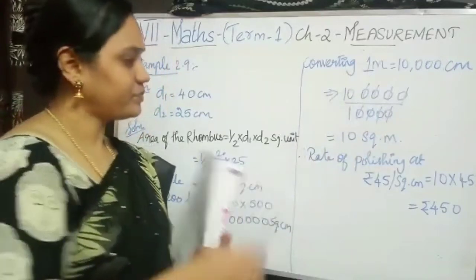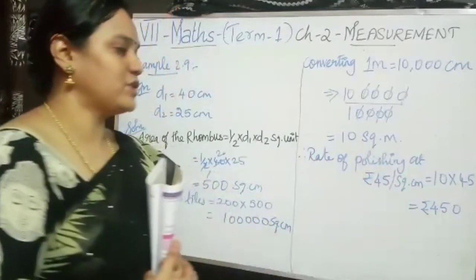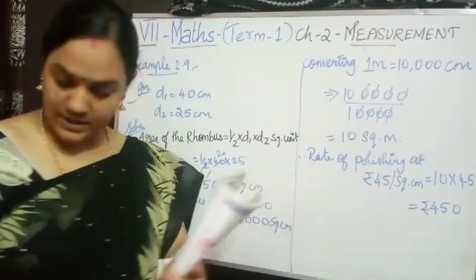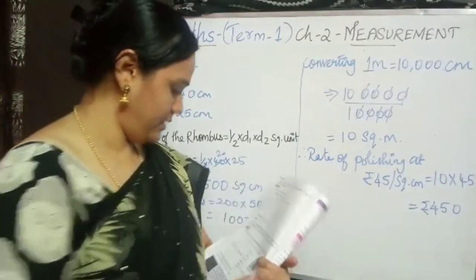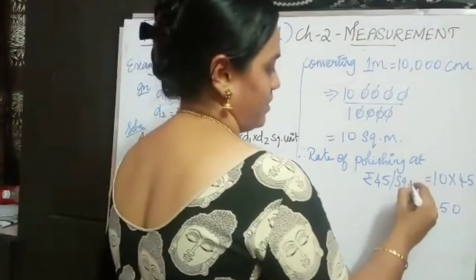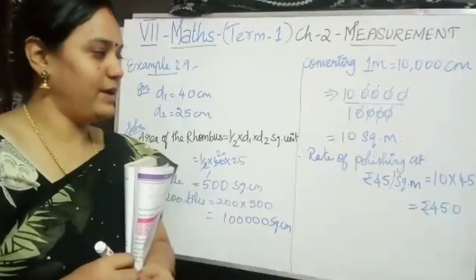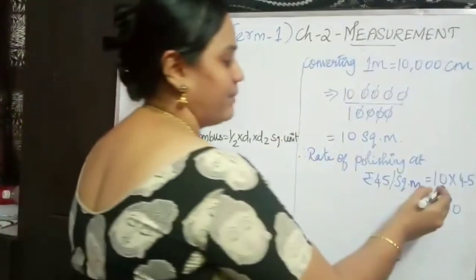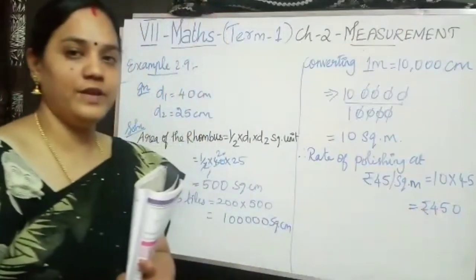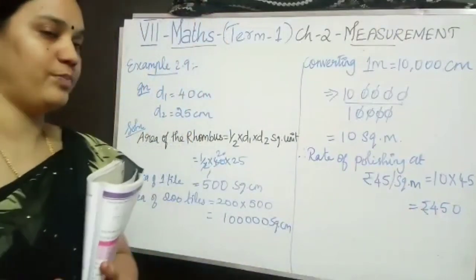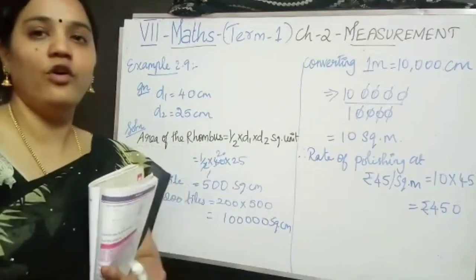Is it clear? Now the rate of polishing is rupees 45 per square meter. For rupees 45 for 1 square meter, for 10 square meters we have to multiply 10 into 45. After multiplying I got the answer as 450. So that is my answer. For polishing 200 tiles in an office we need rupees 450.